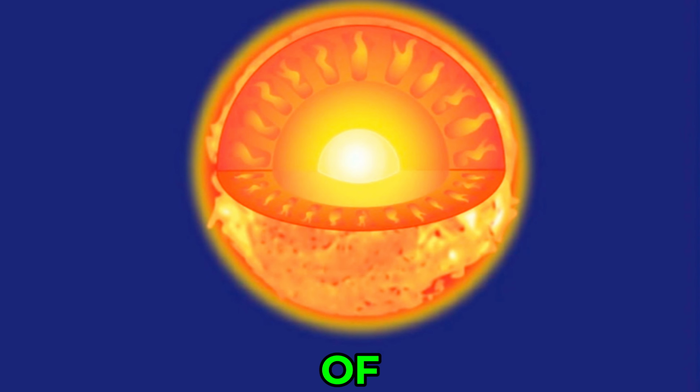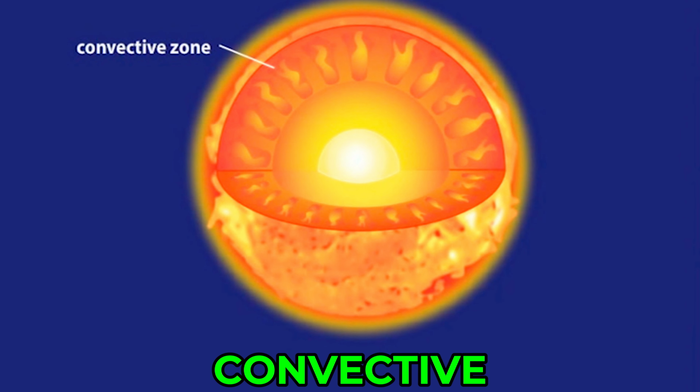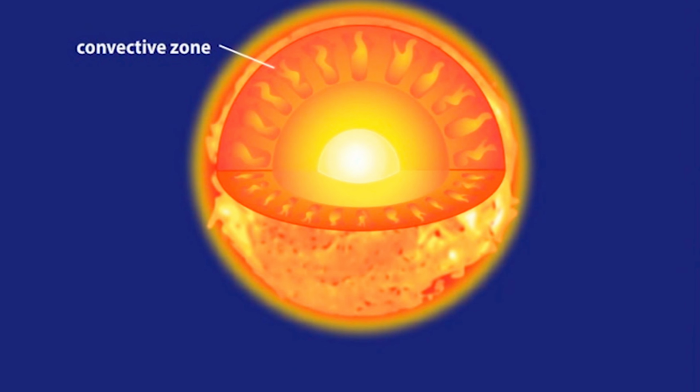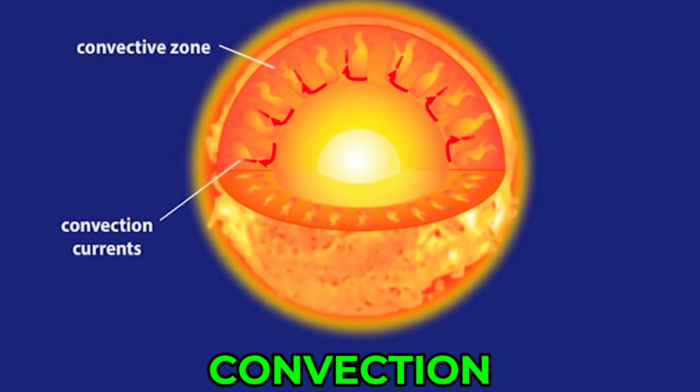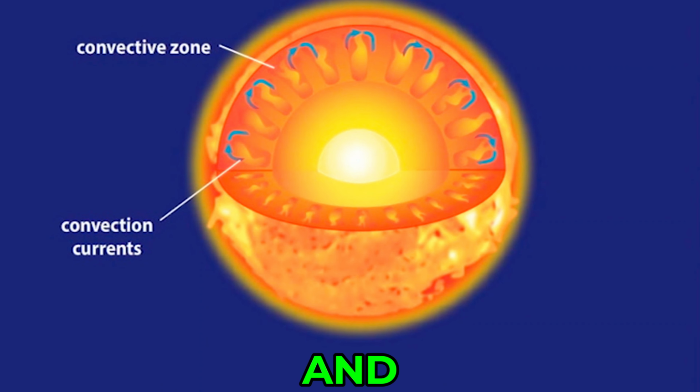The outer layer of the Sun is called the convective zone. Hot gases in this layer rise toward the surface, where they become cooler and denser. The gases then descend back into the Sun. This circulating movement is called convection and is similar to currents in the Earth's mantle.